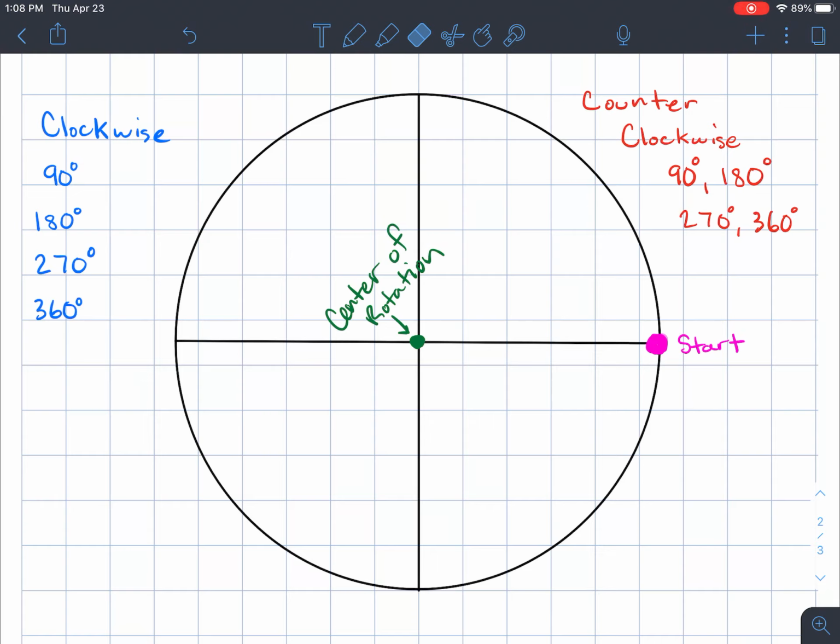Okay, so those are the basic types of rotations, both clockwise and counterclockwise, given the visual of a circle. What I want you to remember is the 90s, okay? I'm sorry, the 90s. Not the decade, the 90s.